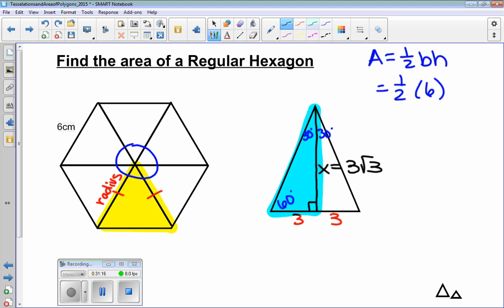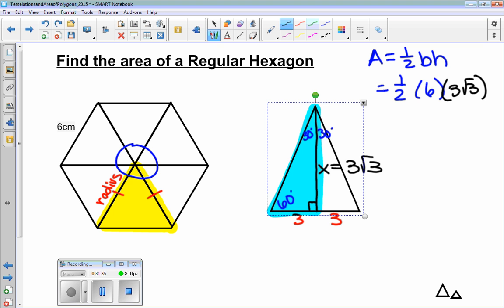If we didn't remember that, could we use trig? Could we say that it would be the tangent of 60 is x over 3? That's okay. I don't care that you did exact. I'm not looking for an exact answer here. Okay? So round it if you need to. But the height is 3 radical 3.